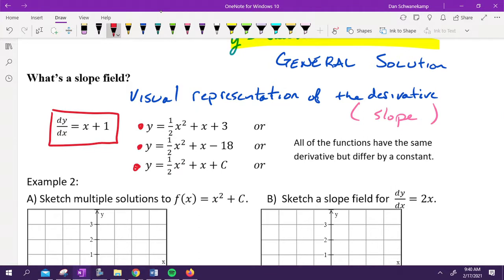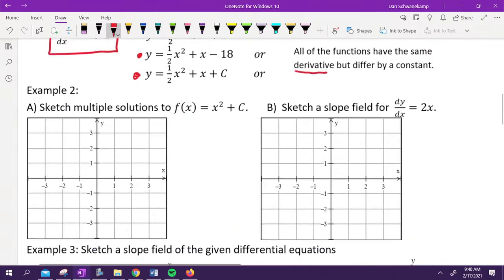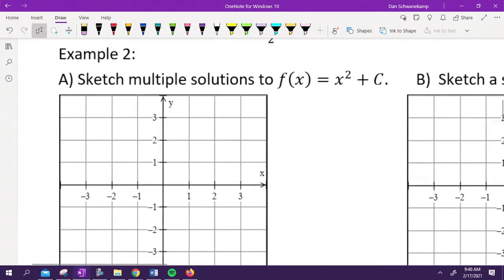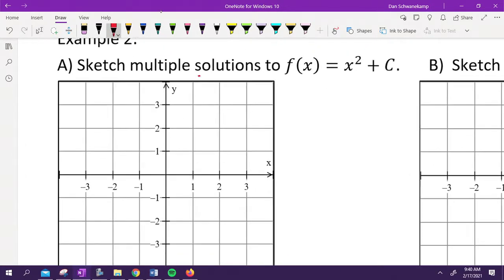It could just be plus c, or we can figure out what that constant is. All of the functions have the same derivative, but just differ by a constant. Everybody agree with me on that? All right. What we're going to do here in example 2a is sketch multiple solutions to this guy right here. So in other words, right now it's plus c. That c can be any constant.